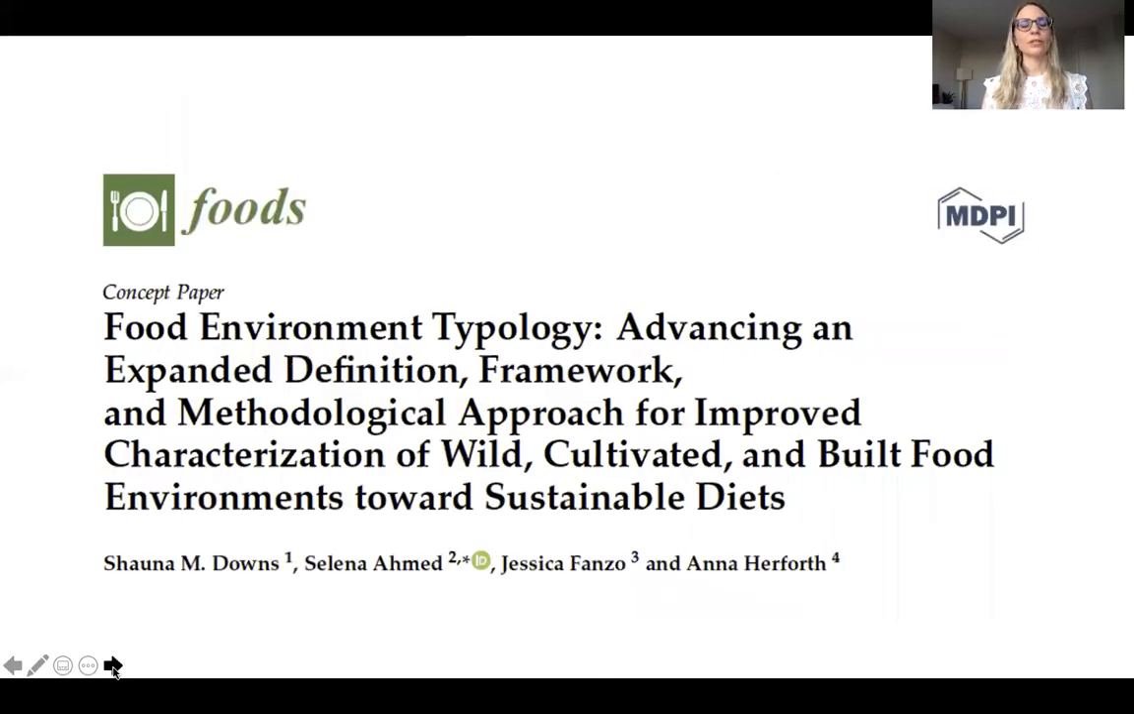And this really led to our paper that was just published about a month ago or so now, that's essentially created what we call a food environment typology. This paper was published in Foods, and it was also part of the reading for this learning lab. And so for the remainder of the talk, I'm really just going to go over some of the key points from the paper that relate to this learning lab and how we might think about both characterizing food environments and measuring them.